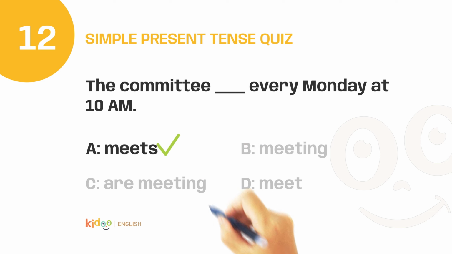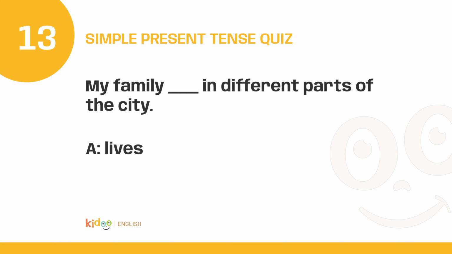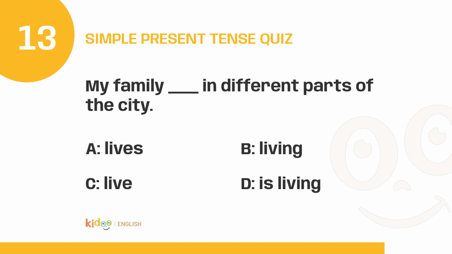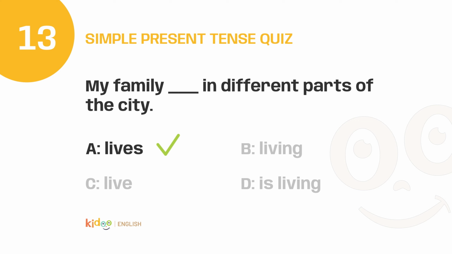The committee meets every Monday at 10 a.m. The committee is treated as a singular noun, so the correct verb form is meets. My family lives in different parts of the city. Family is a collective noun and is considered singular, so it pairs with the verb lives.